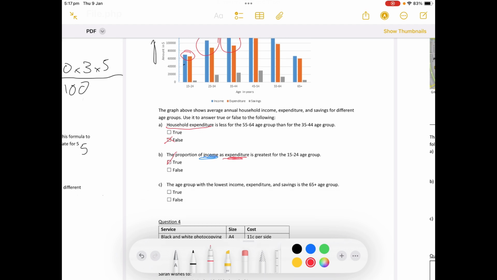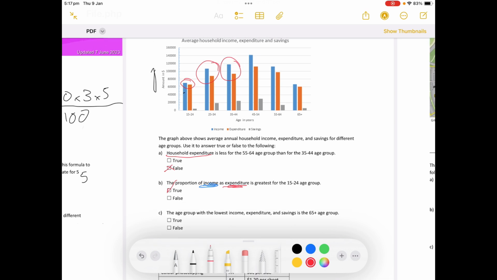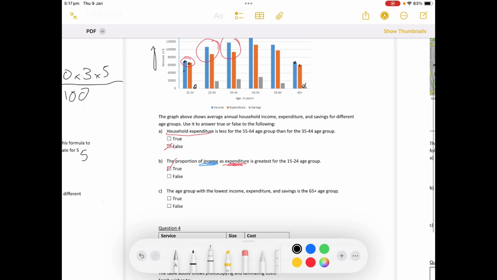Alright, C. The age group with the lowest income, expenditure, and savings is the 35 plus age group. So, if this is true, that means that for them, the line should be the smallest, okay? Now, I'm just looking with my eyes, and I can see that overall, this, and this, they all look lower than these ones, okay? If I want to be 100% sure, what I'm going to do is grab a piece of paper, hold it up to my screen just to double check. So I'm going to say this is true. Right.